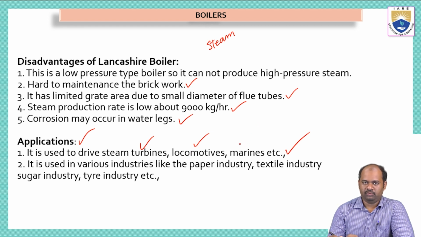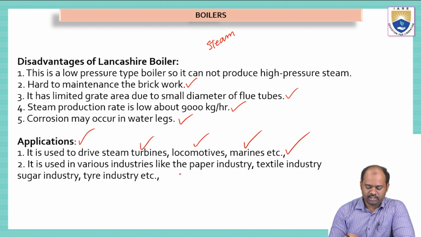This is the best example for this Lancashire boiler. In older times, we had steam engines. And marines. Marines means they can be used in ships and submarines. In olden days, they used to use this kind of Lancashire boilers inside the ships for running the ship. To move the ship from one place to another place, they would use this kind of boiler. Now they are using mostly diesel engines.